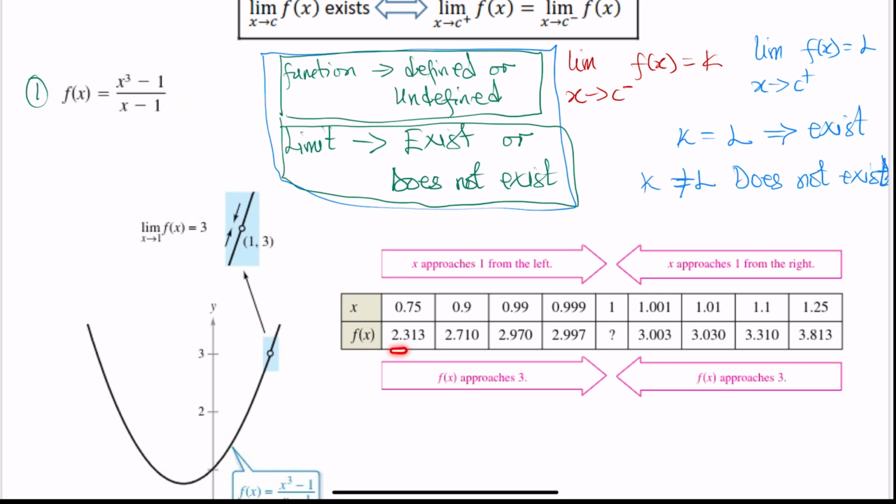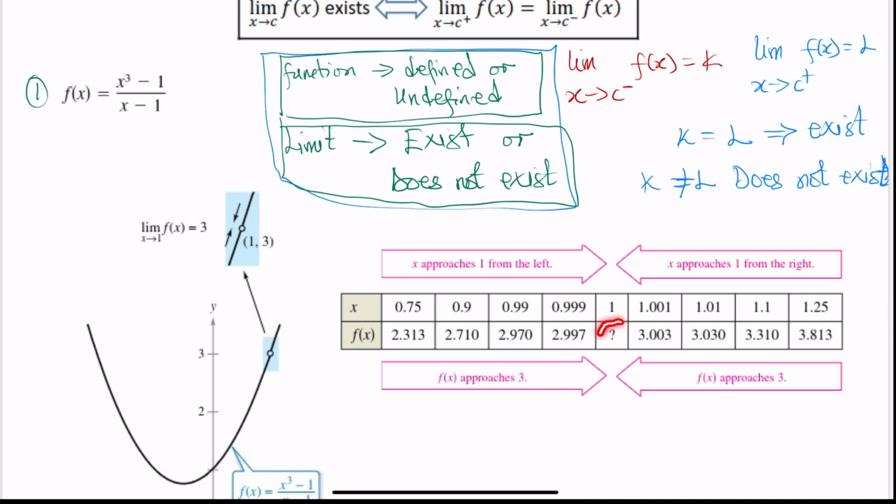When we do that, we get 2.313. We again substitute 0.9, we get 2.710. We substitute 0.99, we get 2.970. We substitute 0.999, we get 2.997. Clearly, you can see that as we approach x from the left, we are approaching the value 3. Why? Because if you approximate this value, it's 3. So as we approach 1 from the left, we are gradually approaching the value 3.